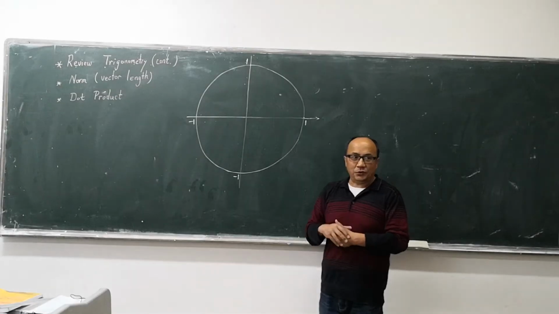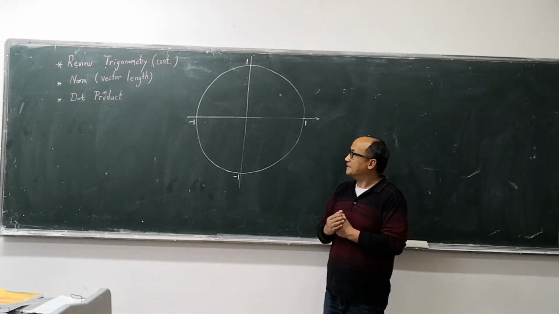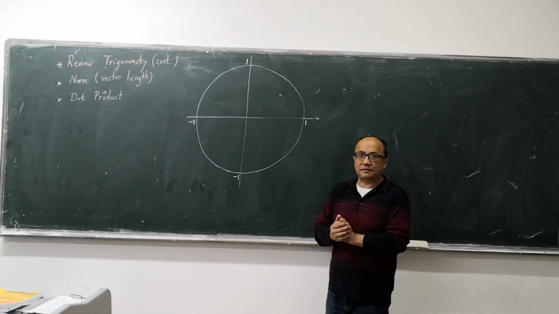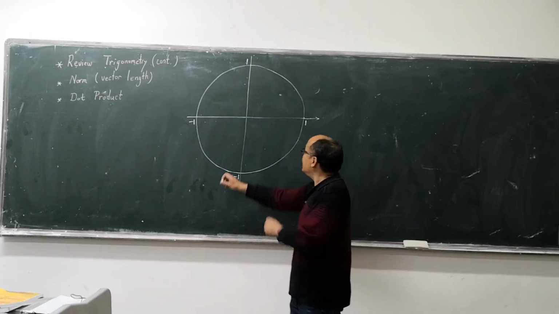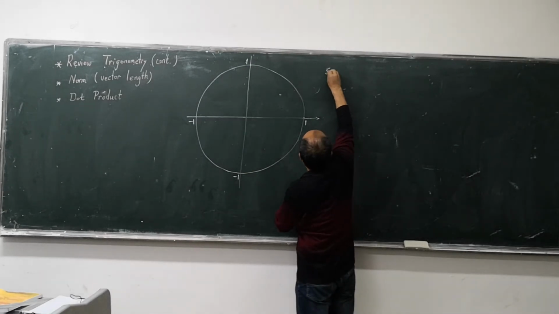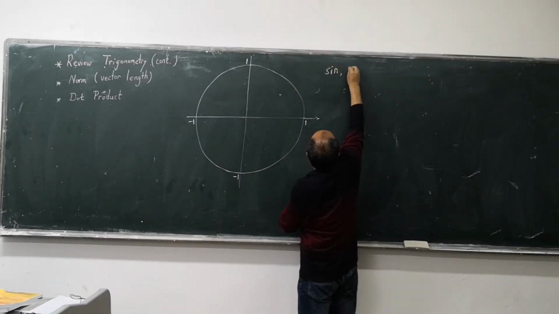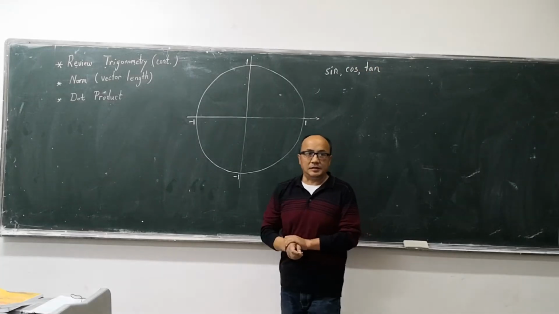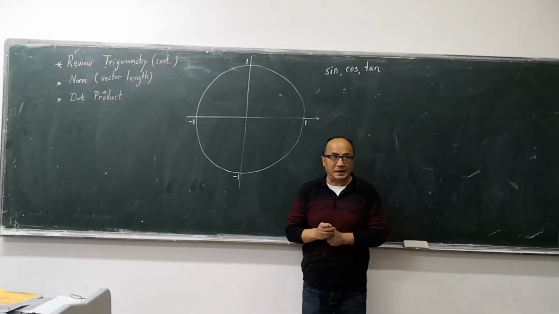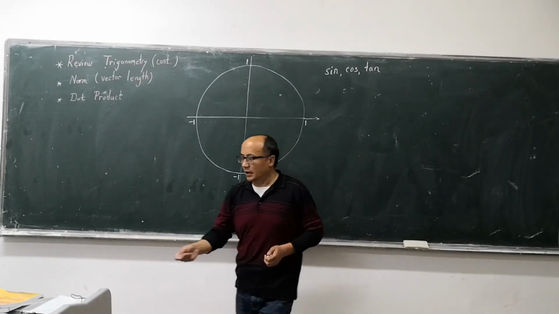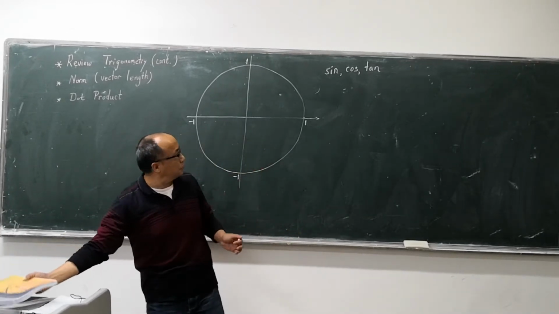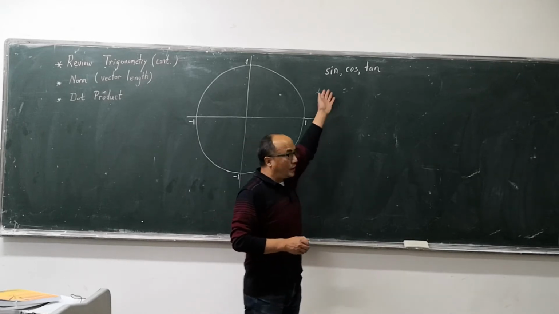Today we will continue to review trigonometry. It is very important. Sine, cosine, tangent. It's not just important for linear algebra. It is the ratio. We are talking about a ratio.